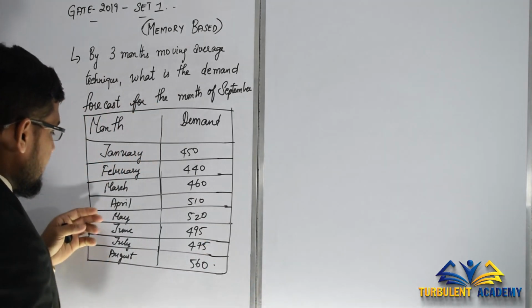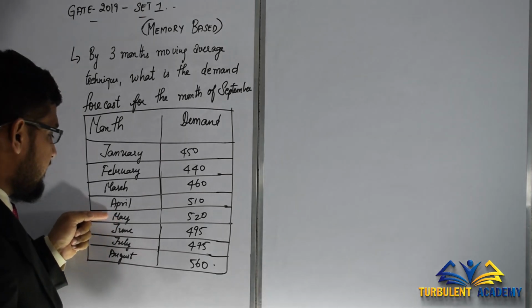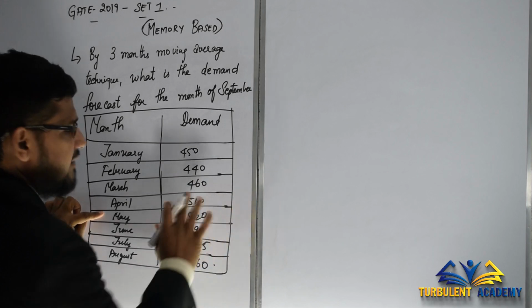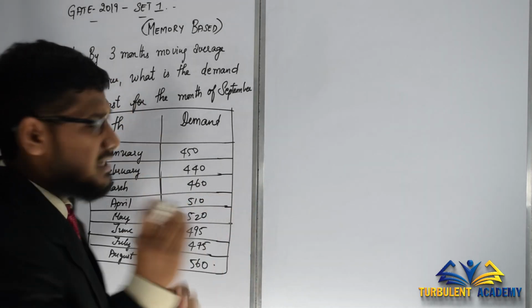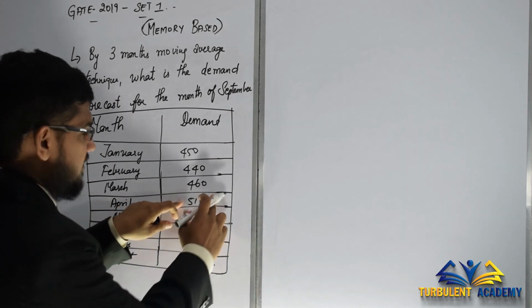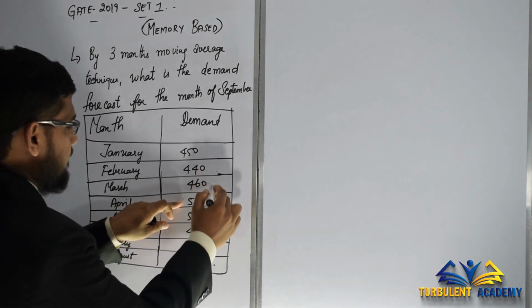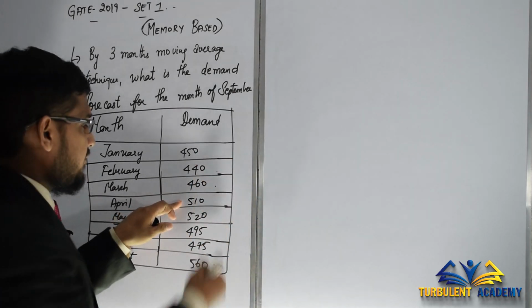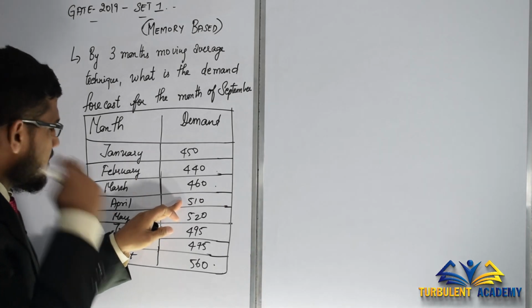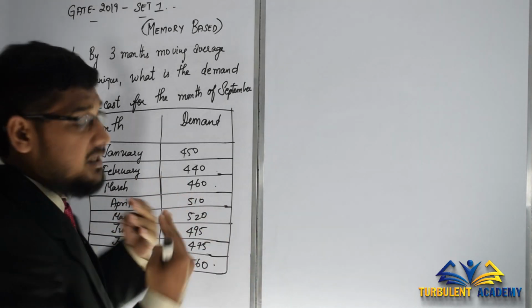For example, if you want a forecast for the month of May, you'll have to add these three things and divide by 3. Simple. This is what the 3 months moving average technique is. If you want it for April, we'll have to add up Jan, Feb, March. Since it is 3 quantities, divide by 3 to get an average for April. That is a 3 months moving average.